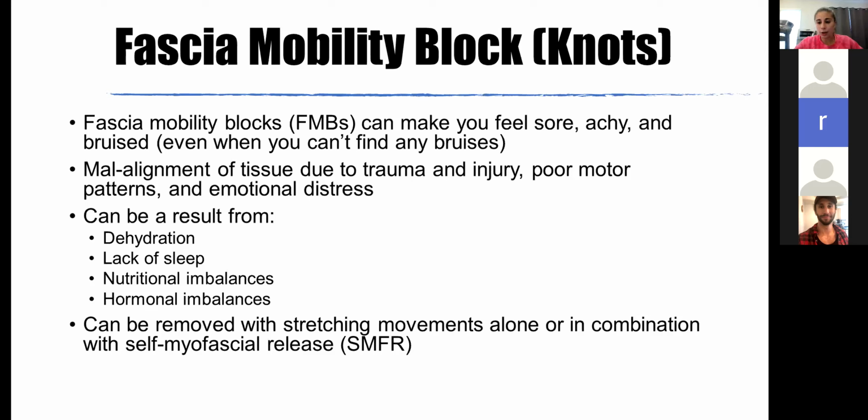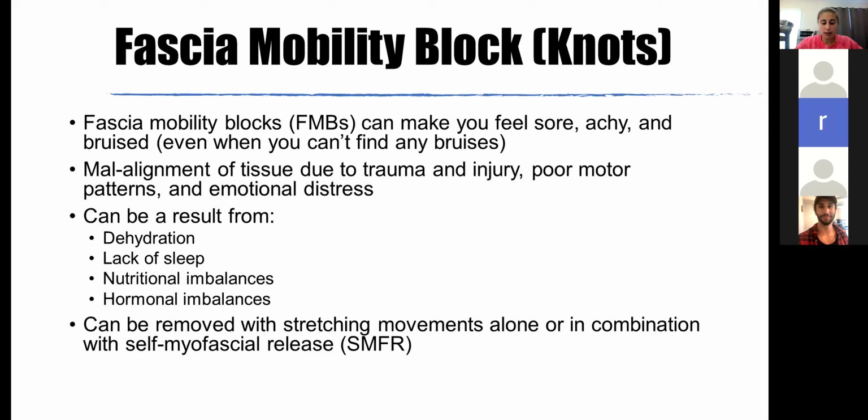Fascial mobility block, is that a trigger point? Yes, basically a trigger point, and not anything where you feel that pain like it's a bruise there. Pretty much the same thing. Lack of sleep can also cause these fascial mobility blocks, and you're just tense everywhere, right? So your body's not recovering, especially if you are training intensely and you're not sleeping. It's going to be harder to recover.